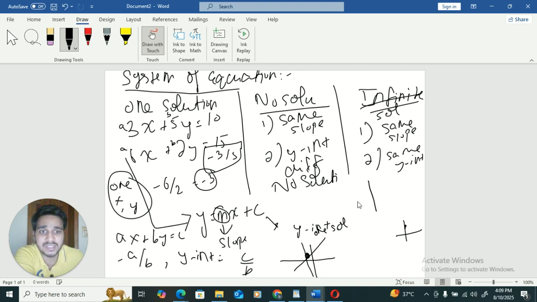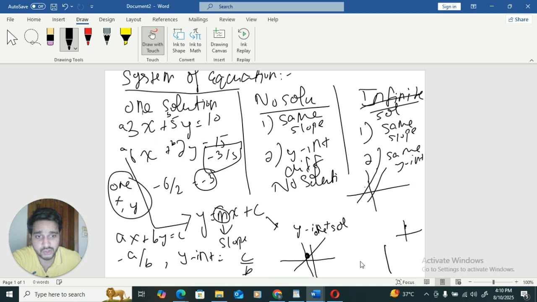The second one is the graph of no solution. Remember, a no-solution graph would always be parallel. They will never meet, or they meet at infinity. So we have no solution since both have the same slope. They have the same slope and different y-intercept.